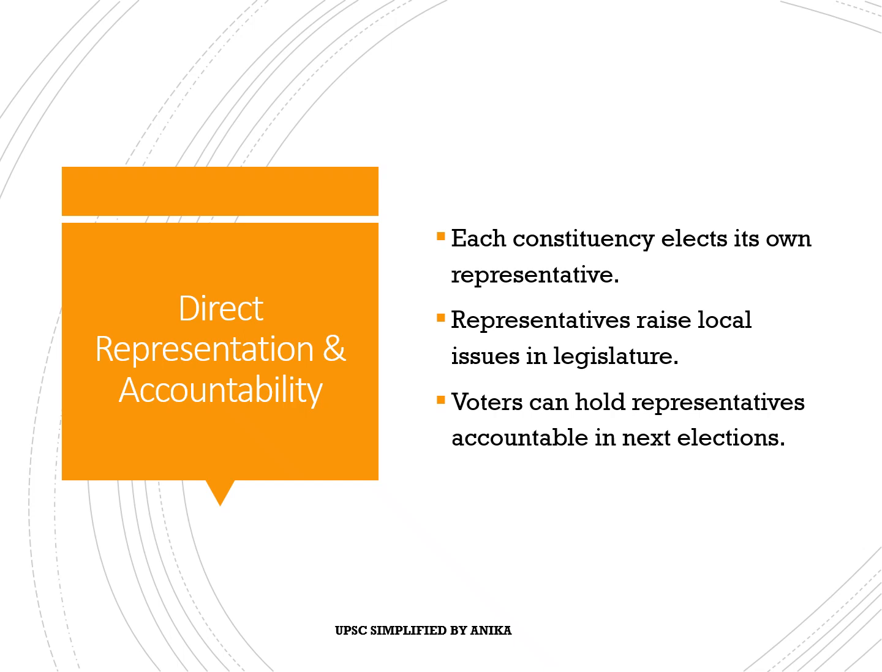Lastly, accountability. In the first past the post system, voters know their representatives clearly. Therefore, they can hold them responsible for their actions and performance. Representatives are directly accountable to the people of their constituency because voters can easily remove them in the next election if they do not work properly.